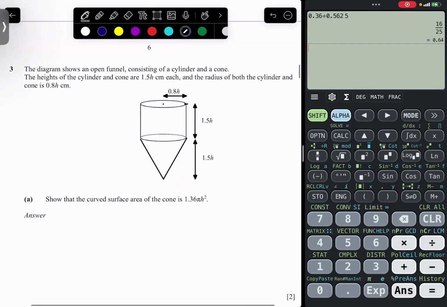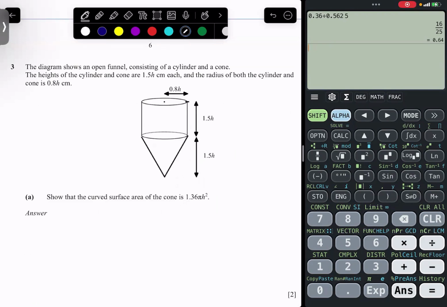Okay, question 3. The diagram shows an open funnel consisting of a cylinder and a cone. The heights of the cylinder and the cone are both 1.5h cm each, and the radius of both the cylinder and the cone is 0.8h. Show that the curved surface area of the cone is 1.36 pi h squared. This one, right? Because this is 0.8.